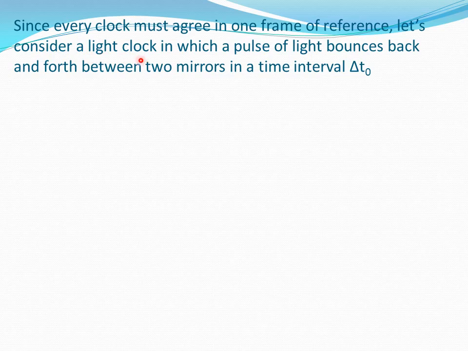Let's consider a light clock in which a pulse of light bounces back and forth between two mirrors, and it takes the light a time interval delta t0 to travel from the first mirror to the second mirror. Since light always travels at speed c, c times delta t0 is the distance between the two mirrors. Of course, this distance is a vertical line from the viewpoint of an observer at rest with the clock. First pulse, second pulse, third pulse, and so forth.